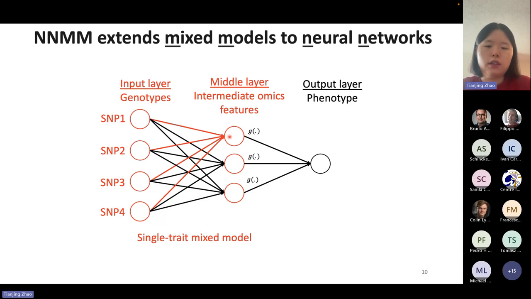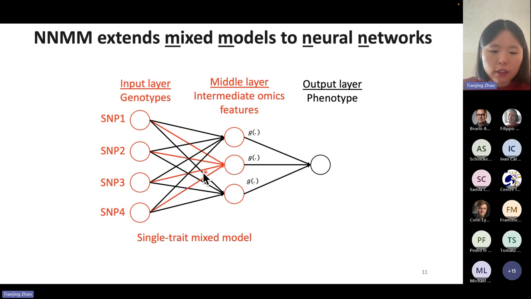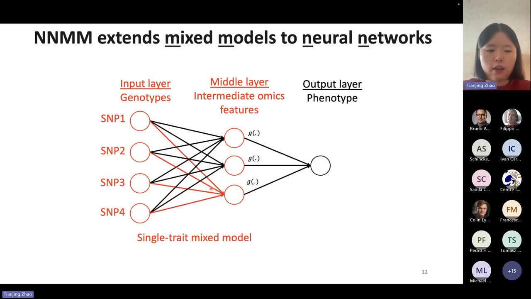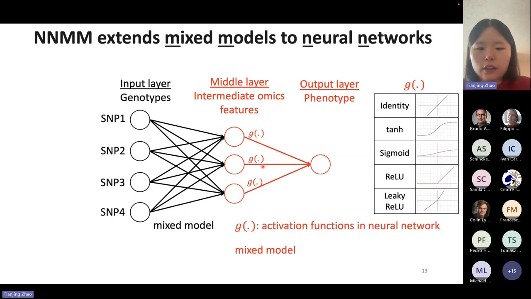Now the tree is the first omics. And also here is another single tree mixed model for the second omics. And here, this red part is another single tree mixed model for the third omics. And also between the middle layer and output layer, this is another single tree mixed model.